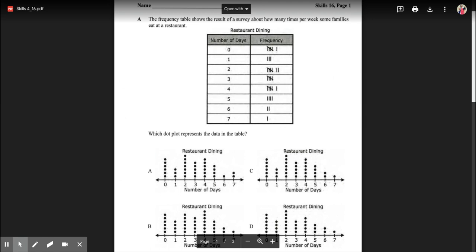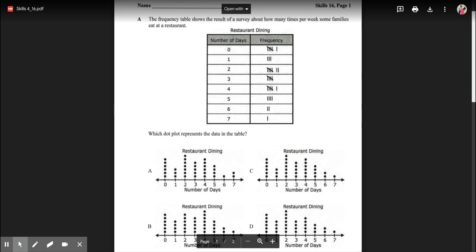A frequency table shows the result of a survey about how many times per week some families eat at a restaurant. So then it has the frequency table: 0 times, 1 time, 2 times, 3 times, 4 times, 5 times, 6 times, or 7 times that they would eat out a week. And then it shows on the frequency side, using tally marks, how many families eat out that many times.